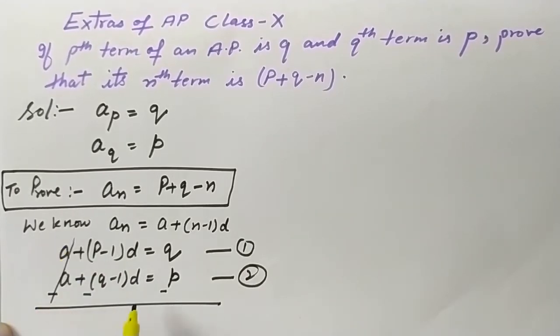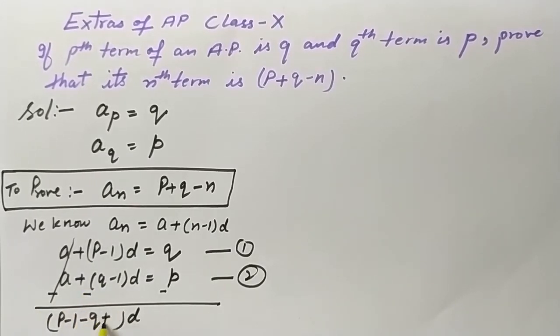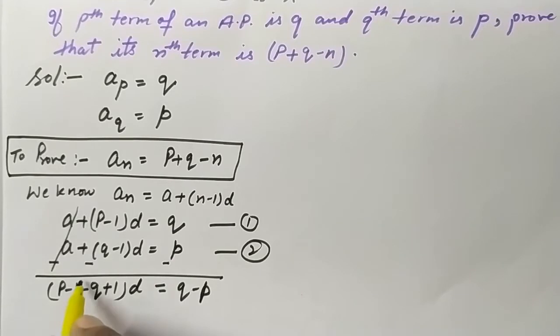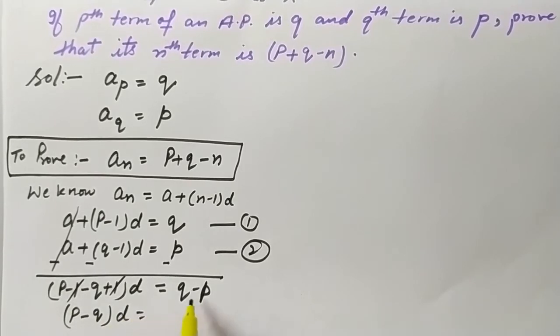So A cancelled here. What we get, D into, now let's see what is inside, P minus 1, and here minus sign is there, so all the signs will be changed. So minus Q plus 1. So in this side it is Q minus P. So here minus 1 and plus 1 will be cancelled. So it is left P minus Q into D is Q minus P.